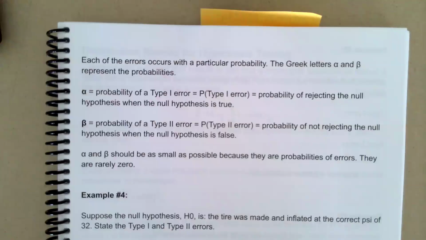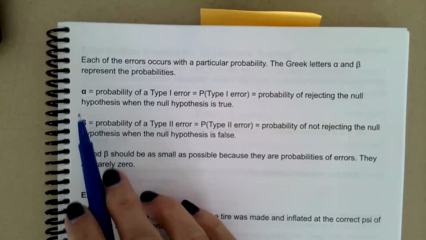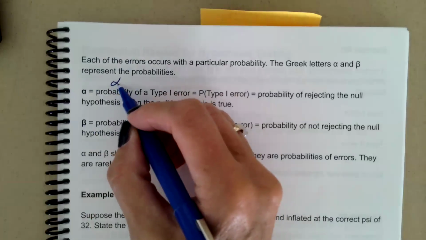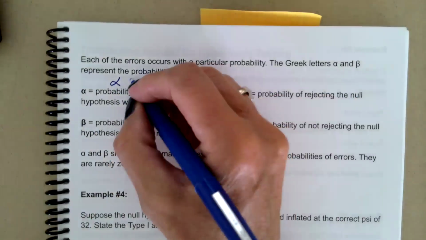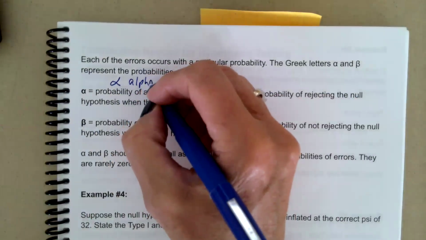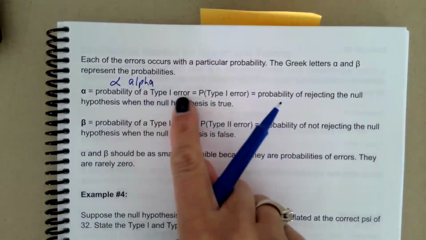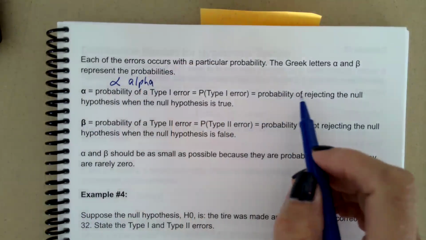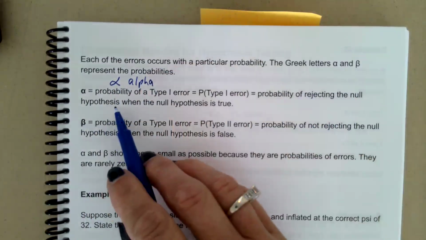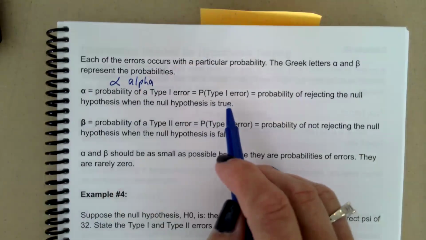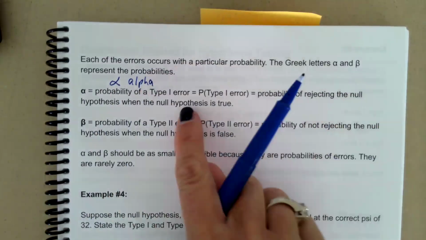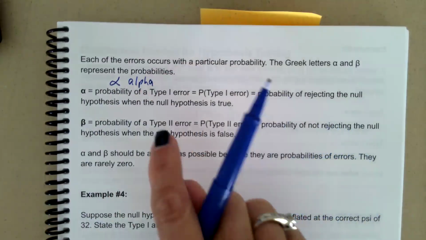So I just want to go over alpha. It looks like an A, but it's really like that, and it's pronounced alpha. It's our probability of a type 1 error, which by definition is the probability of rejecting the null hypothesis when the null hypothesis is true. Okay, that's saying they're guilty when really they're innocent.